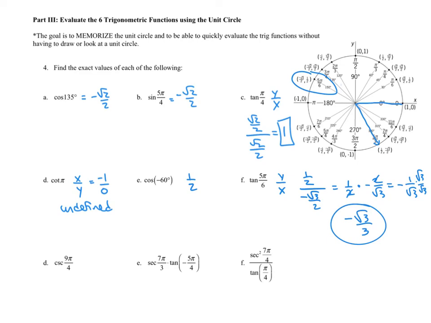Cosecant of 9 pi over 4 is going to be 1 over y. Remember, it's the reciprocal of sine. So 1 over the y-coordinate. 9 pi over 4. Well, remember, 4 pi over 4 would be 1 pi. 8 pi over 4 would be 2 pi, a full circle.